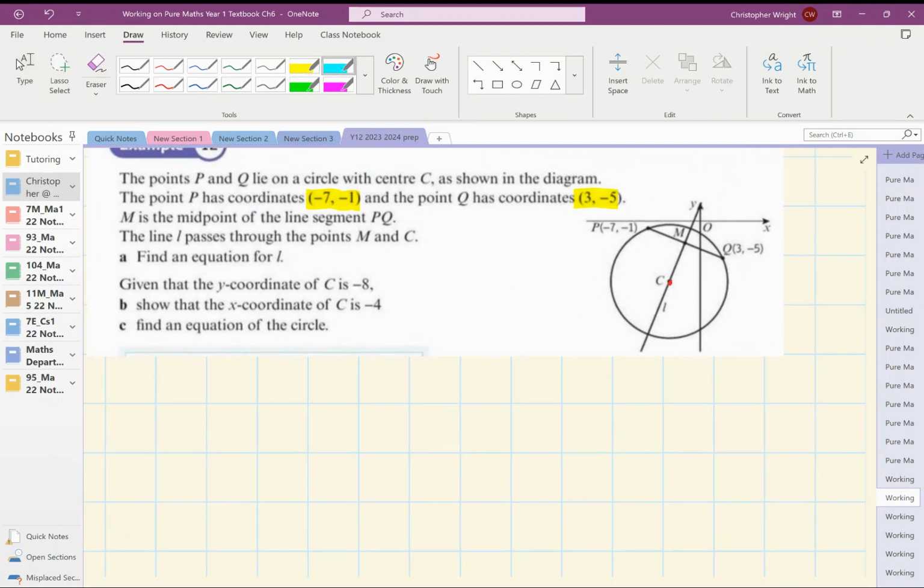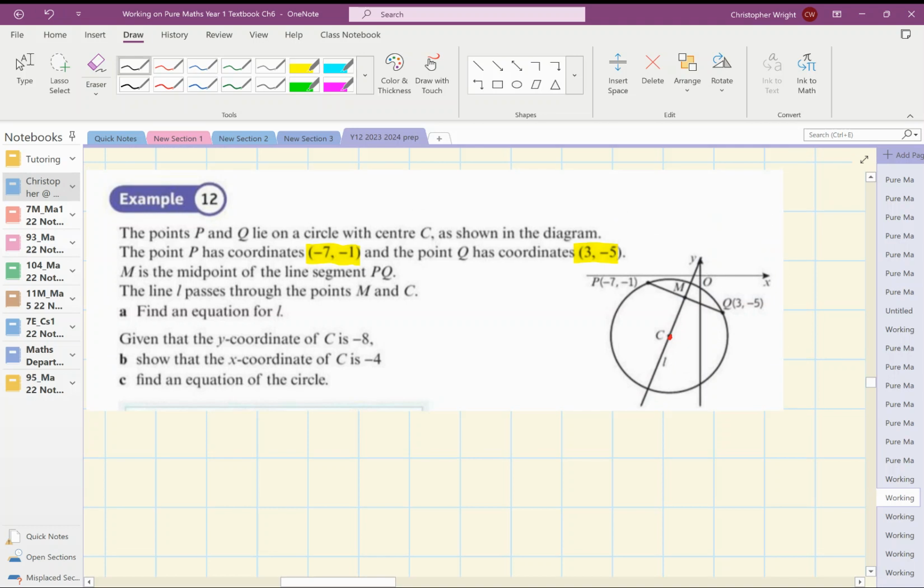So you know that this line here bisects the chord PQ. So if it bisects the chord PQ and it goes through the center, you know it's a perpendicular bisector. So you know that this angle here is a right angle, and we're going to need to know that quite soon. The line L passes through M and C, and M's the midpoint. So as I've just explained, you know that that's a right angle there. You've got to find the equation for L.